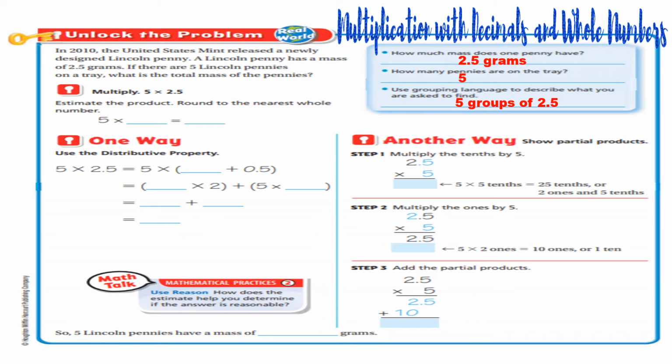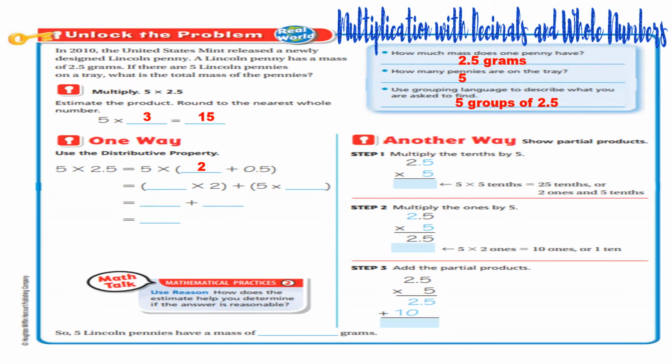Multiply 5 by 2.5. Estimate the product. Round to the nearest whole number. So our estimate will be 5 times 3 equals 15. One way to solve the problem is to use the distributive property. So we have 5 times 2.5, that is equal to 5 times the quantity of 2 plus 0.5. So 2 plus 0.5 is from 2.5.